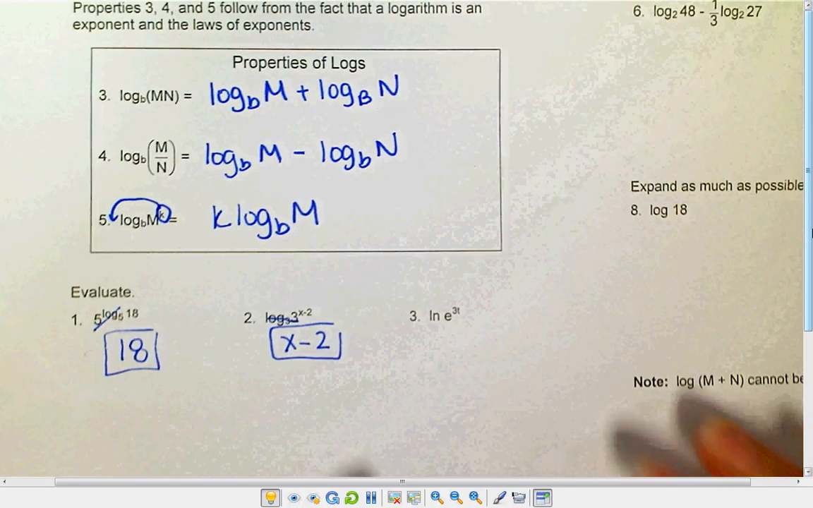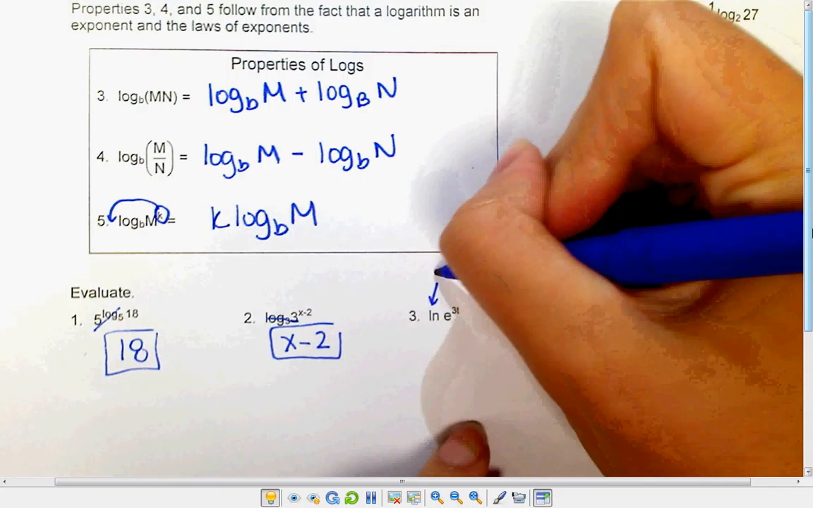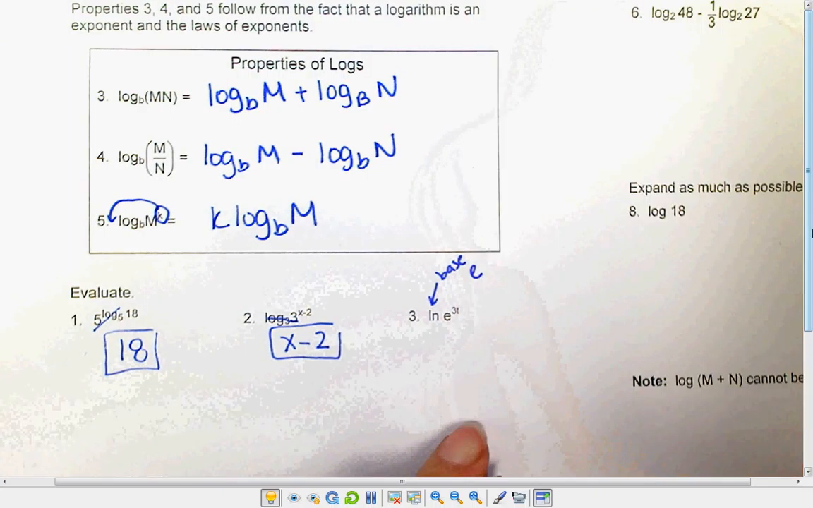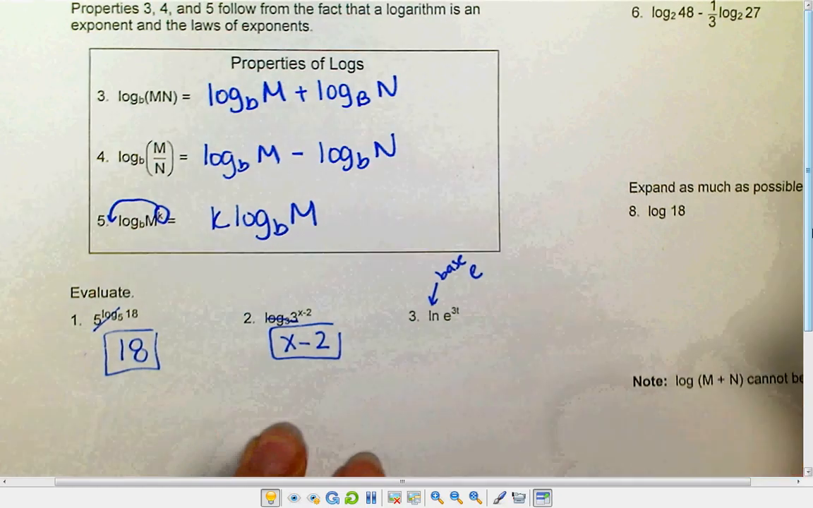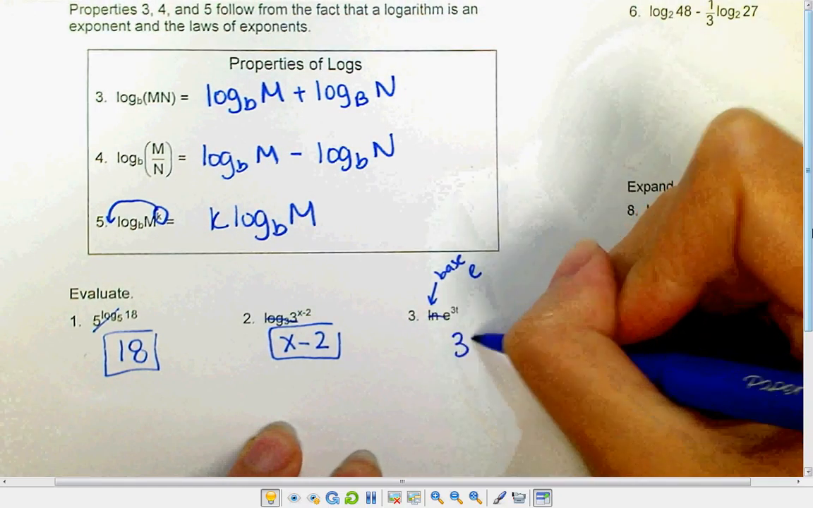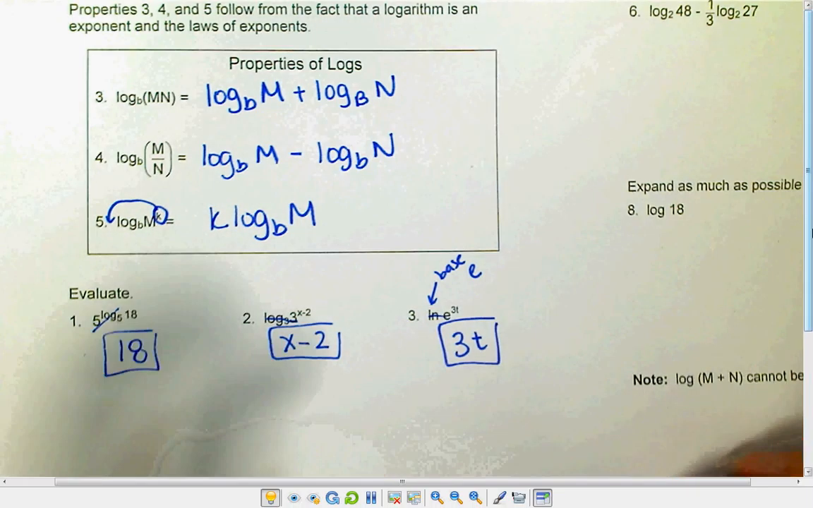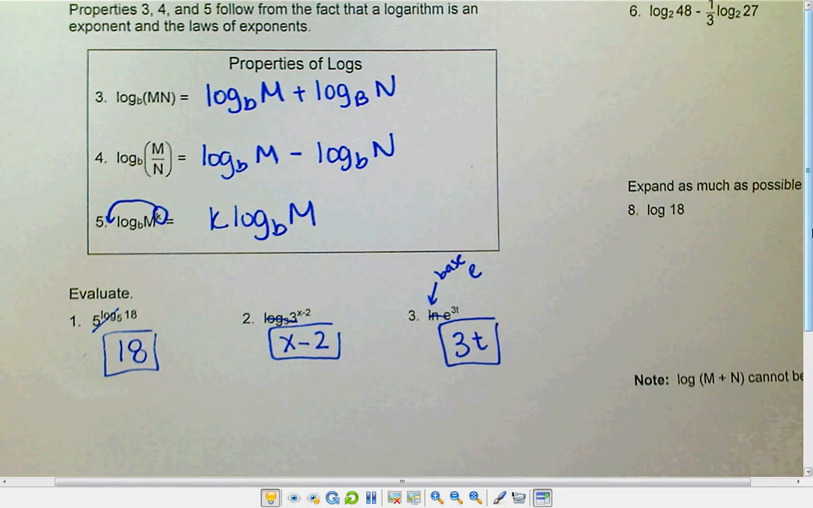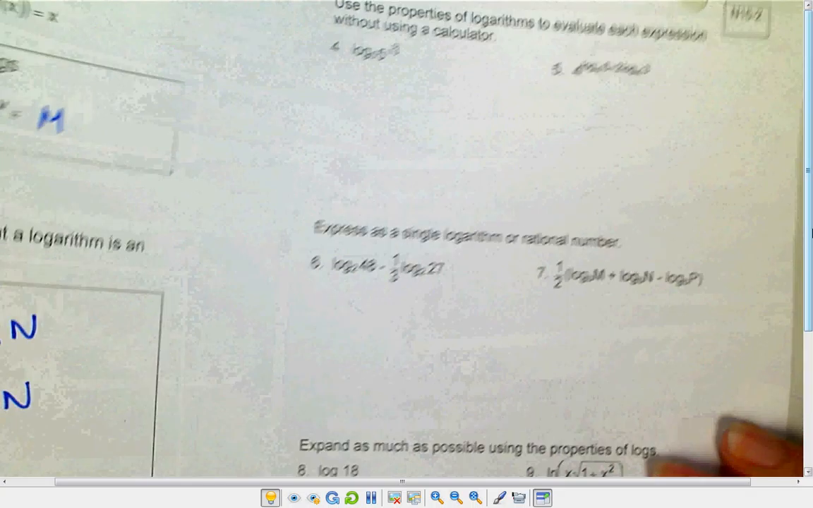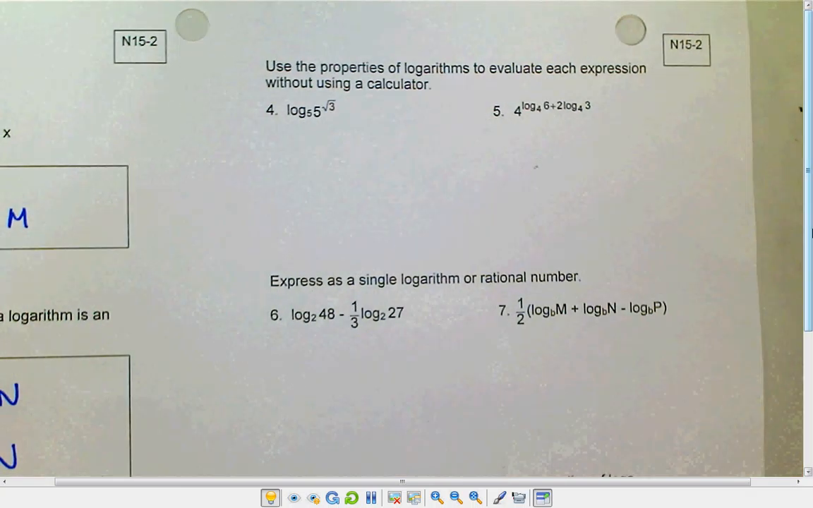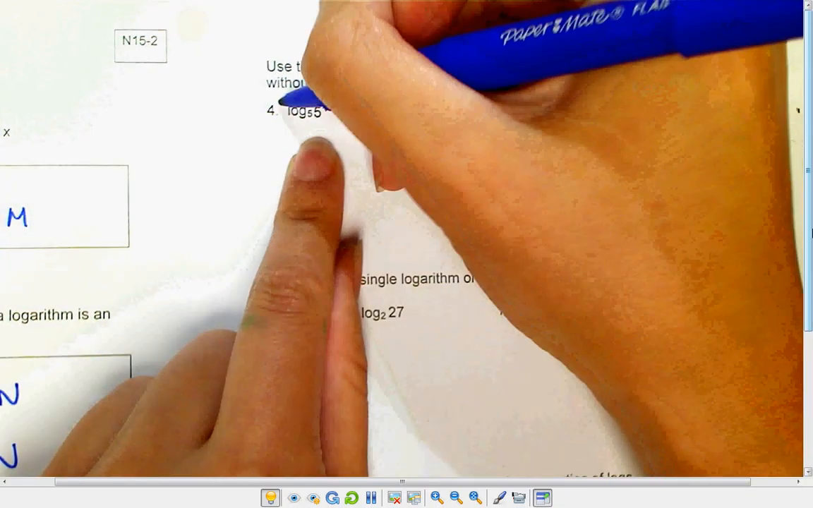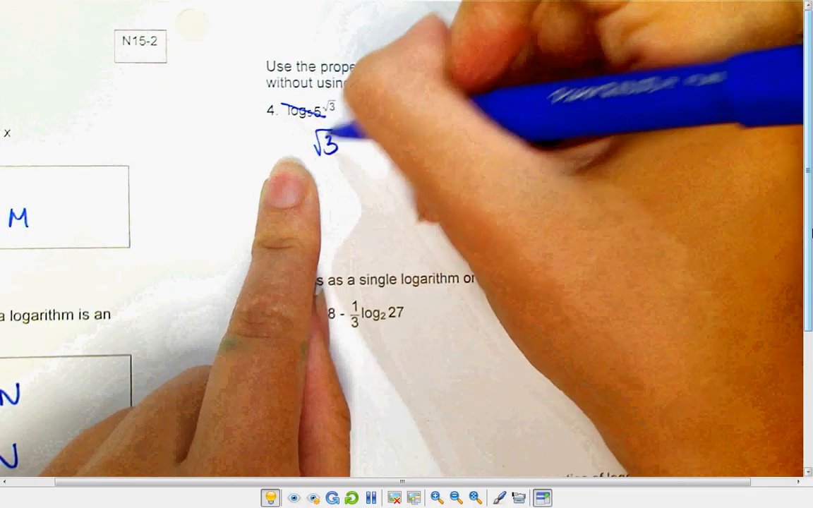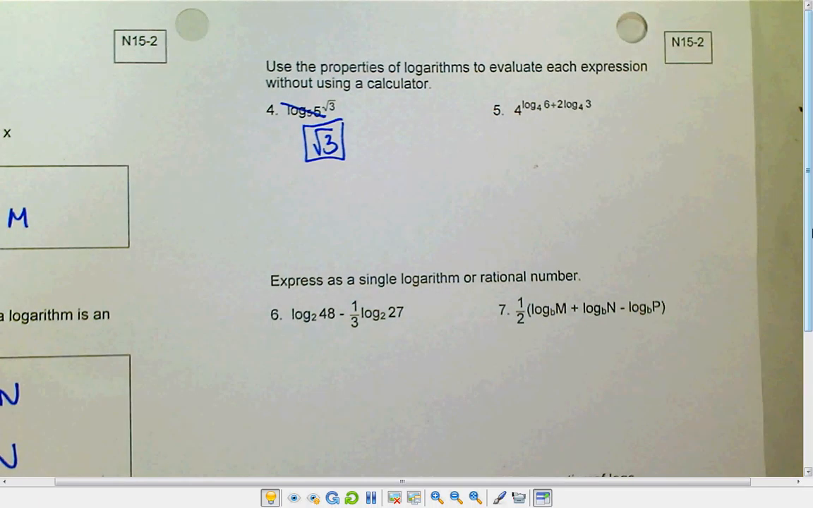For number 3, whenever we see ln, this is base e, and so again, this log base e and e, they're inverses, so they cancel each other out, and this leaves you with 3t. Let's go on to the next section. Now we're going to be putting together a whole bunch of these to evaluate each expression. So number 4, again, log base 5. They cancel each other out, we're just left with root 3. That's a really simple one. Number 5 gets a little bit trickier.